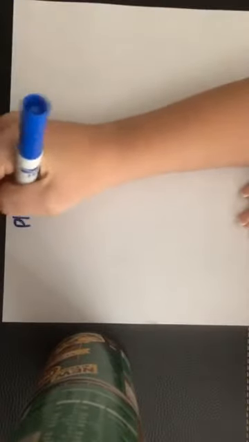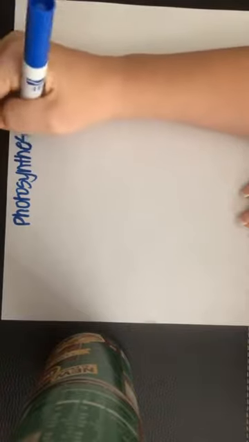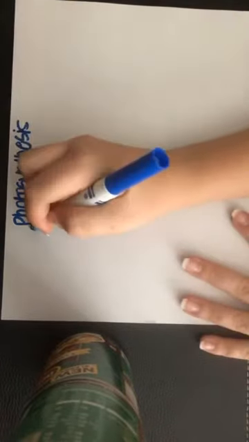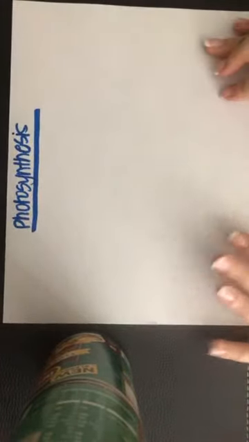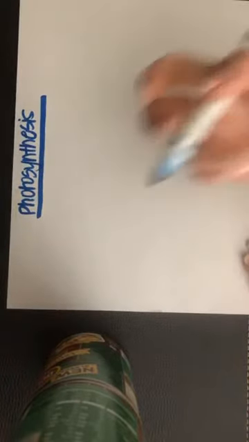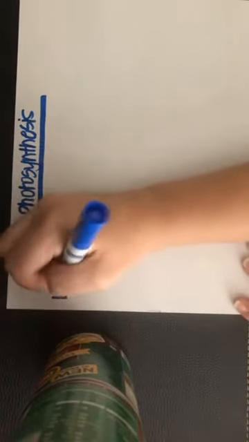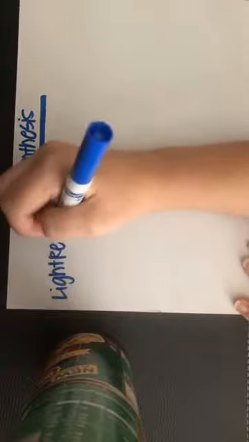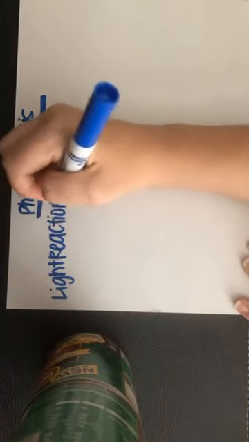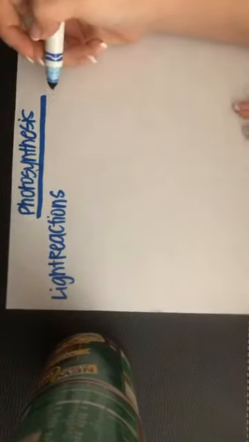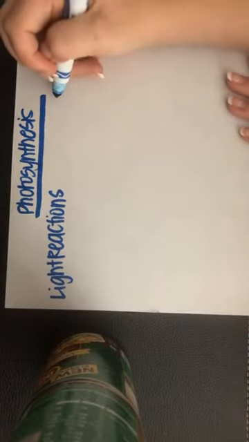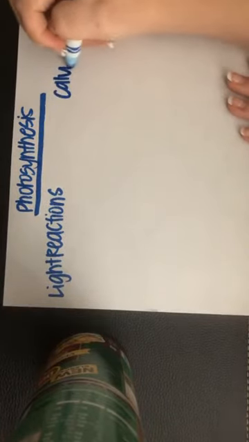So the next thing we have is photosynthesis. Photosynthesis has two steps also. You have the light reactions and then you have the Calvin cycle.